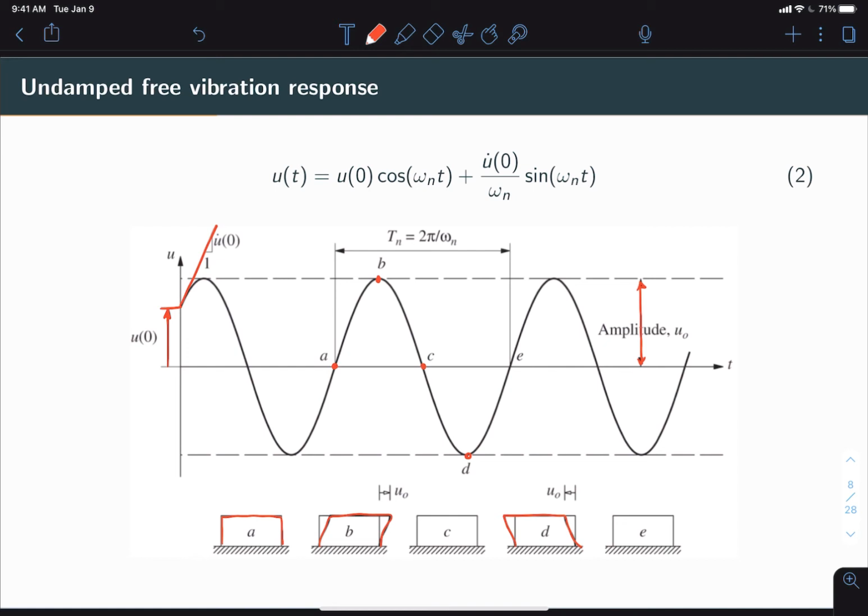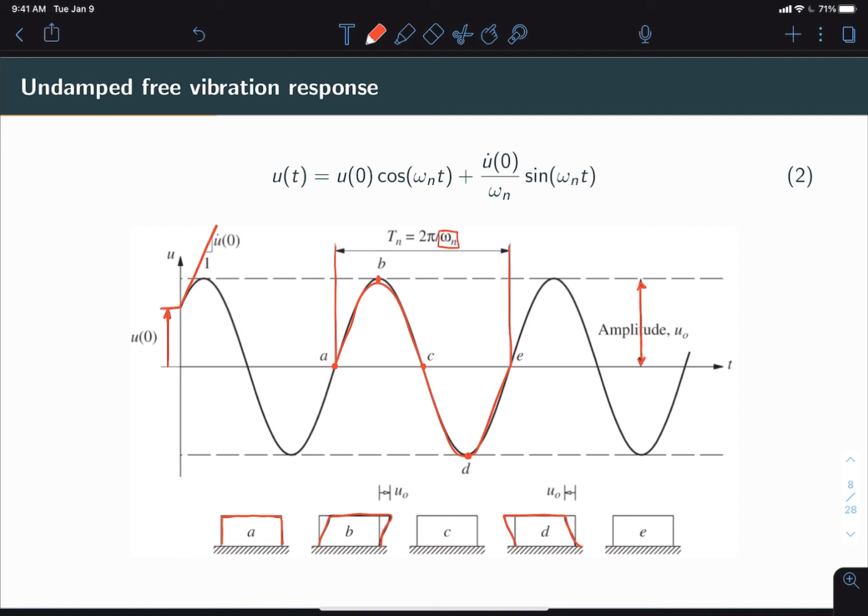What else do we notice? A period of oscillation, which is the time it takes for the system to complete one full oscillation or one full cycle, is called Tn and is inversely proportional to that natural frequency variable that we defined earlier. So it is simply 2 pi over the natural frequency. So as the natural frequency goes up, that period is going to shrink. So the system is going to oscillate at a faster rate.